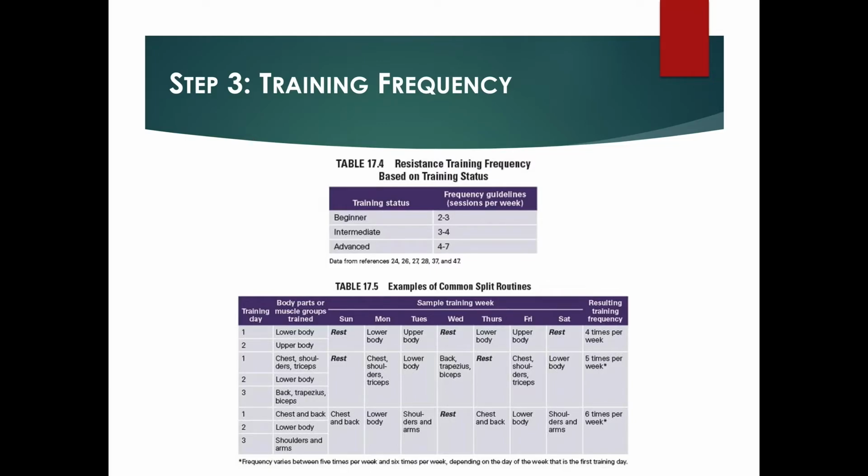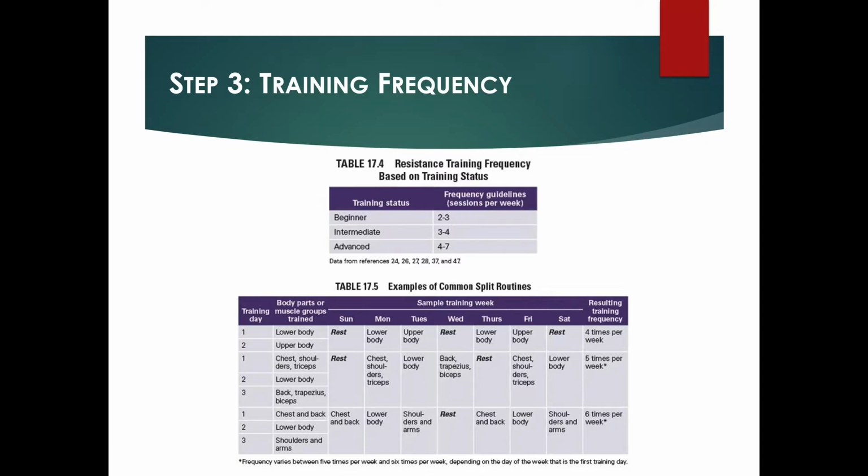You can see the training status here and the different sessions per week. Advanced can do 4 to 7. You can even have upwards of 10 sessions per week. You might have a couple of split routines through the week. So nonetheless, you should look at it that way as opposed to days, because an advanced athlete might do a bunch of 2-a-days.